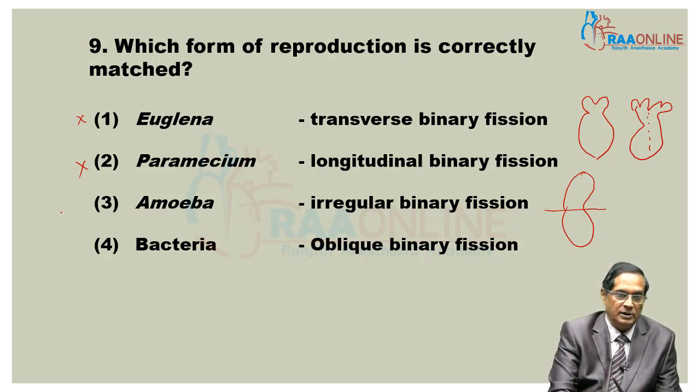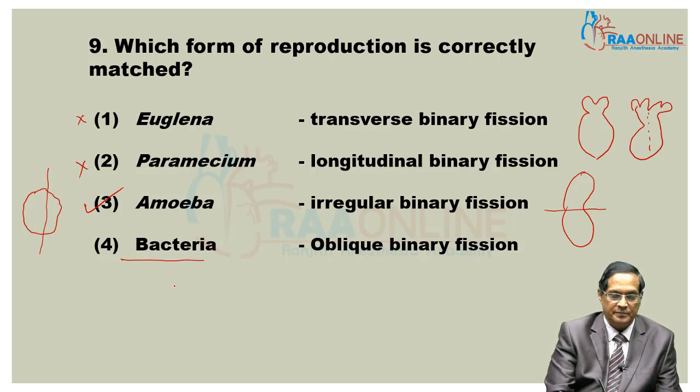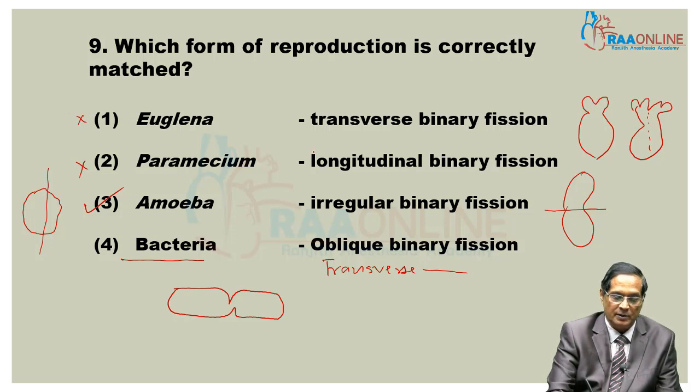Amoeba has no particular shape. So in that case, binary fission is irregular. This is correctly matched. And what about the bacteria? Bacterial cell also divides transversely during its binary fission. For bacteria, correct option is transverse binary fission. Amoeba is correctly matched. Paramecium is known for transverse binary fission, whereas Euglena is known for longitudinal binary fission.